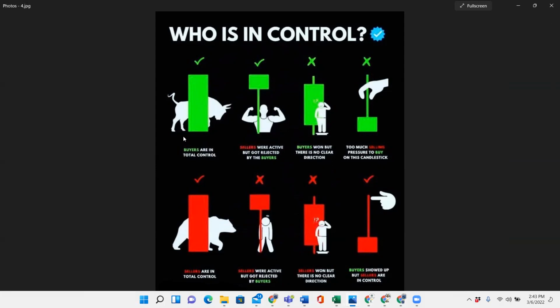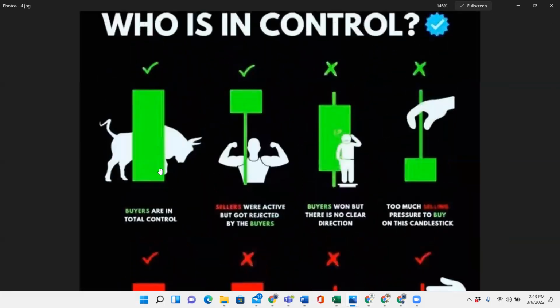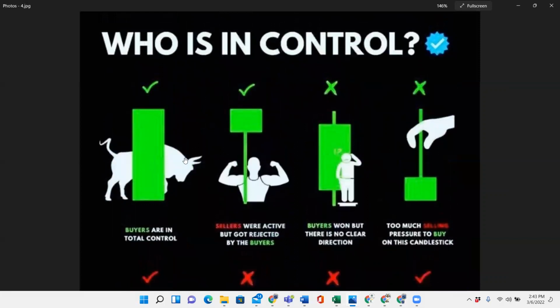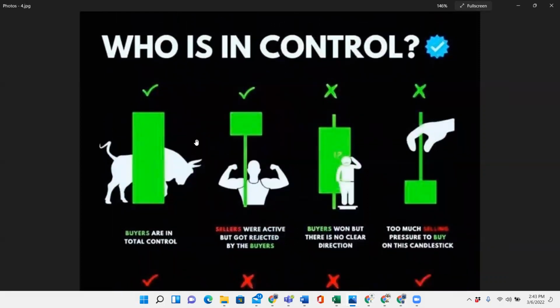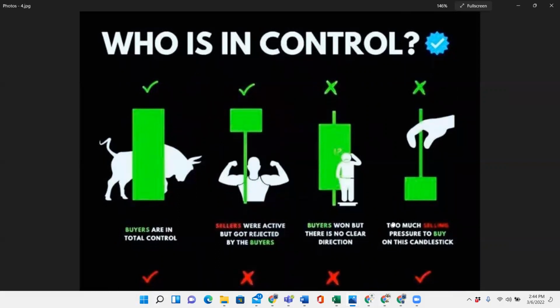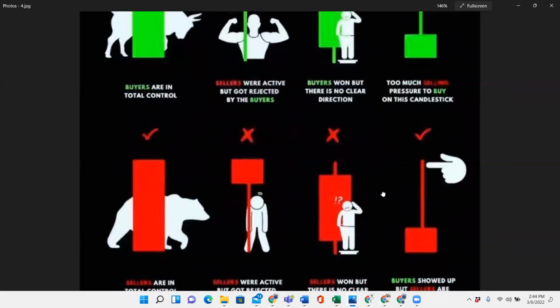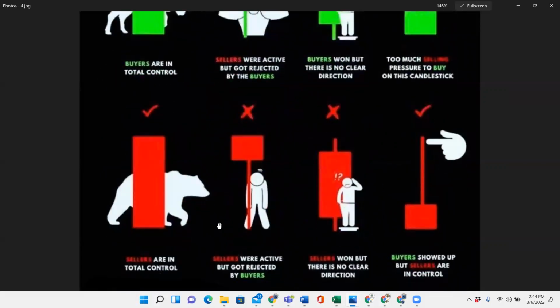Okay. So let's take a look at this one more time. Let's just look at the bear candles right now. Buyers in control. Sellers were active, but got rejected by the buyers. Buyers won, but no clear direction. Too much selling pressure for the buy on this candle. So now let's take a look at the sellers right over here.